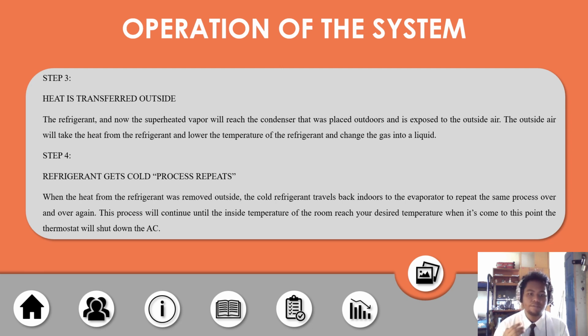When the heat from the refrigerant has been removed outside, the cool refrigerant travels back indoors to the evaporator to repeat the same process over and over again. This process will continue until the inside temperature of the room reaches your desired temperature. When it comes to this point, the thermostat will shut down the AC.